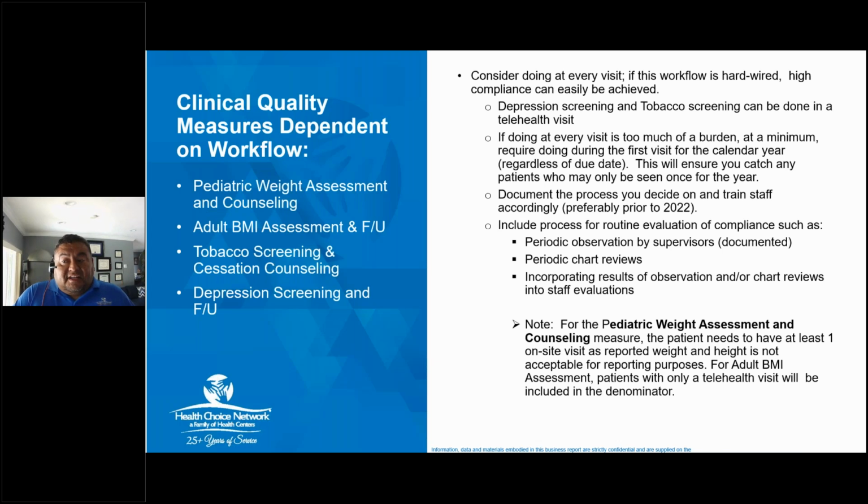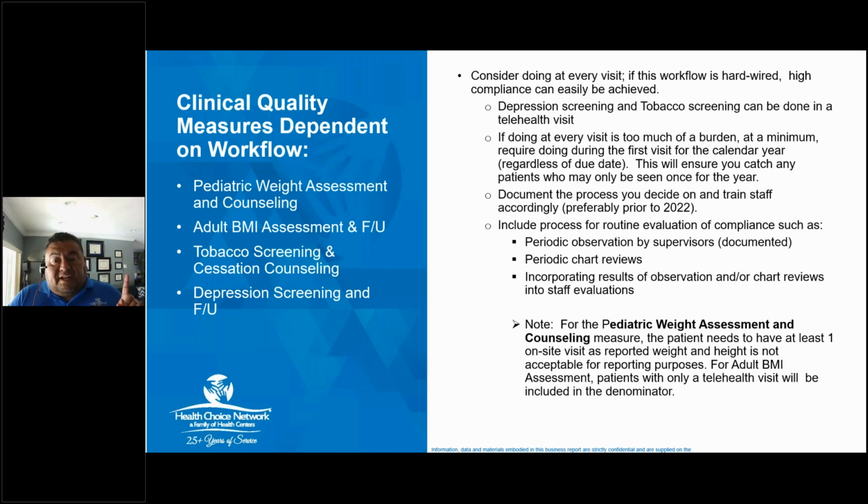Document the process you decide on and train the staff accordingly. Include the process for routine evaluation of compliance, such as periodic observation by supervisors, chart reviews, and incorporating results of observation and/or chart reviews into staff evaluations.